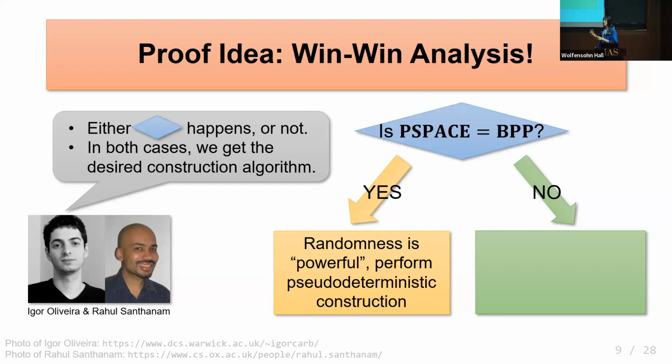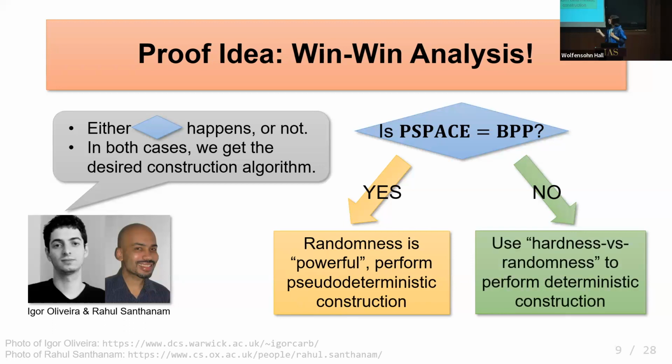which means you can also construct the smallest prime in PSPACE, which means you can also construct the smallest prime in BPP. So you get pseudo-deterministic polynomial time. If PSPACE is not equal to BPP, then we have some hardness-randomness trade-off, which we can use to get deterministic construction. Let me also mention the parameters: if PSPACE is equal to BPP, then you get polytime construction. Otherwise, since you only get super-polynomial hardness, you only get sub-exponential time construction.